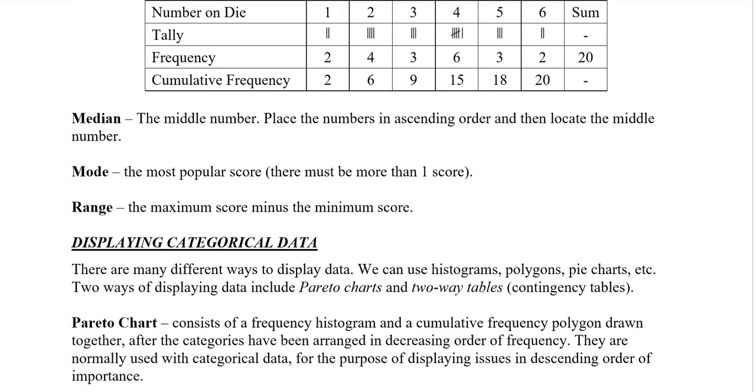Okay, median is the middle number. Make sure that your numbers are placed in ascending order, and then you need to locate the middle. Mode is the most popular score. There can be more than one mode, and you don't average them like you would a median. If there's 2 things in the middle, we average them. But a mode, if there is 2 things that both happen 3 times, we call it bimodal, and you would list both of those things as the mode. The range is the highest score minus the lowest score.